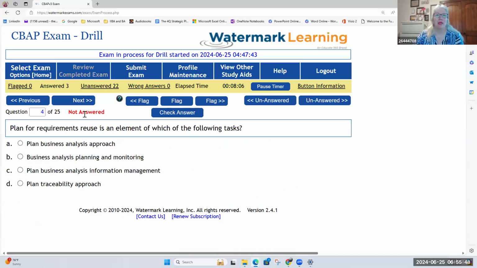Let's go on. Okay, plan for requirements reuse, which is a very important thing, is an element of which of the following tasks? Of the 4 tasks, which one is it an element of? Plan business analysis approach, plan business analysis monitoring, plan business analysis information management, or plan traceability approach.